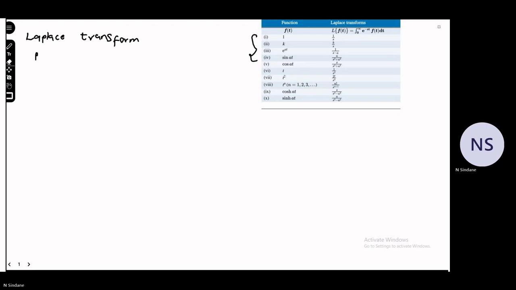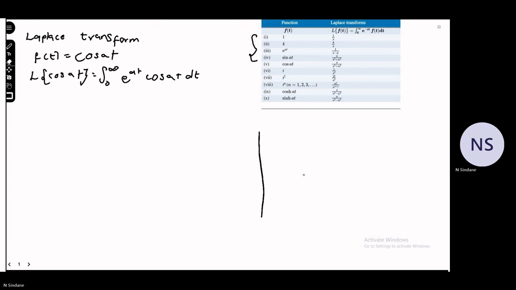So given that f of t is equal to cos of at, we would know that the Laplace of cos of at will be equal to the integral from 0 to infinity of e to the power minus st, right, cos of at dt, right? And then we can see that this requires us to use integration by parts. So just draw a table first to do integration by parts.